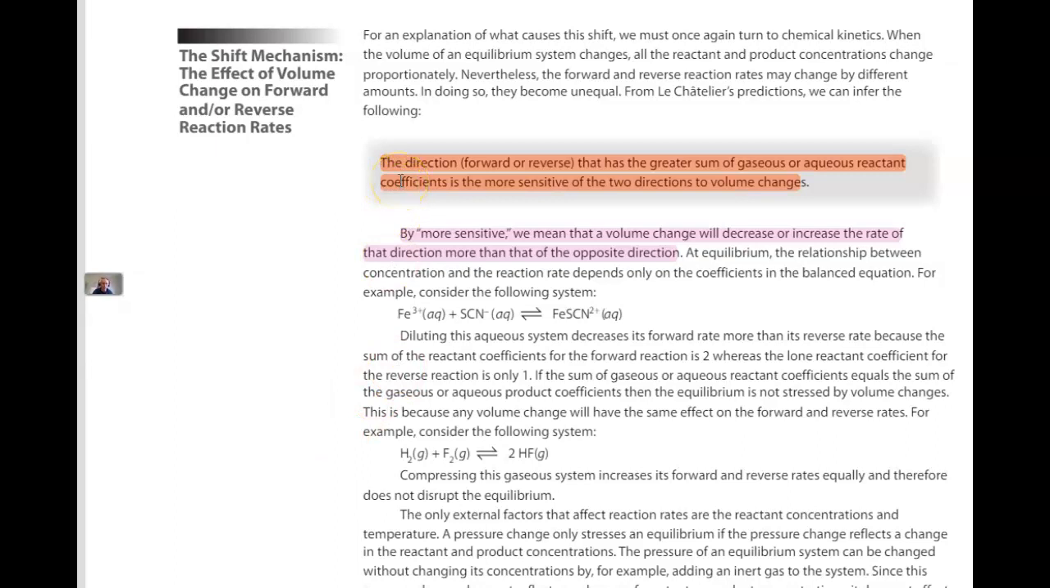Up here in orange it says, and the phrasing of this is a little awkward at first, the direction, forward or reverse, that has the greater sum of gaseous or aqueous reactant coefficients is the more sensitive of the two directions to volume changes.